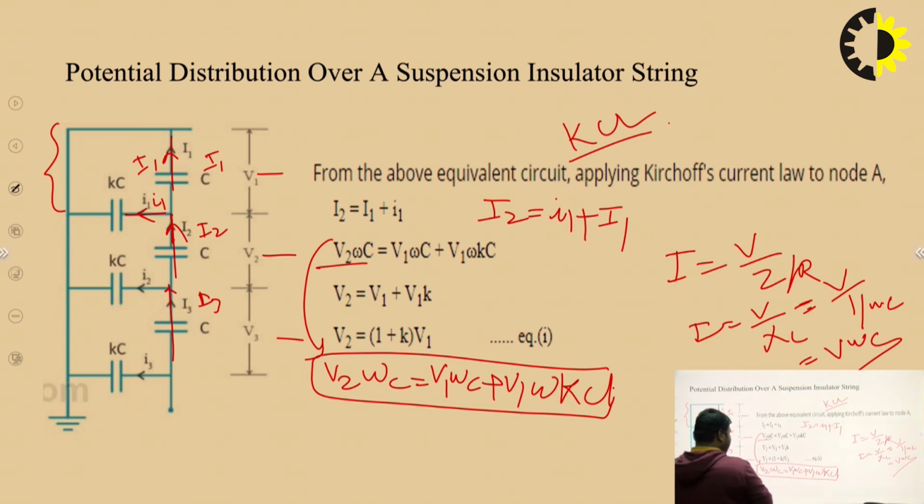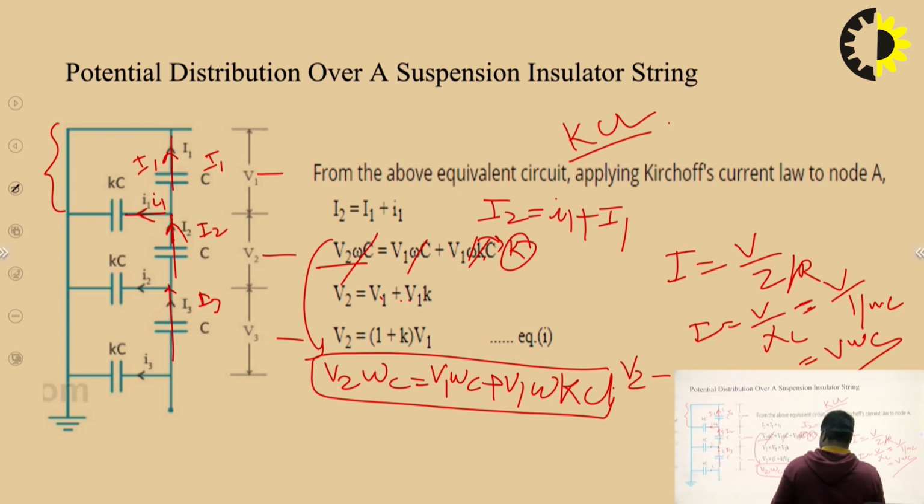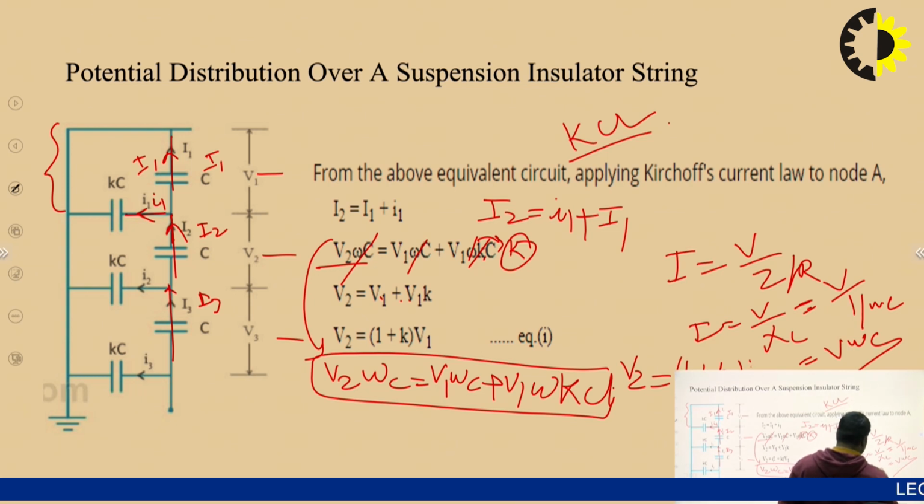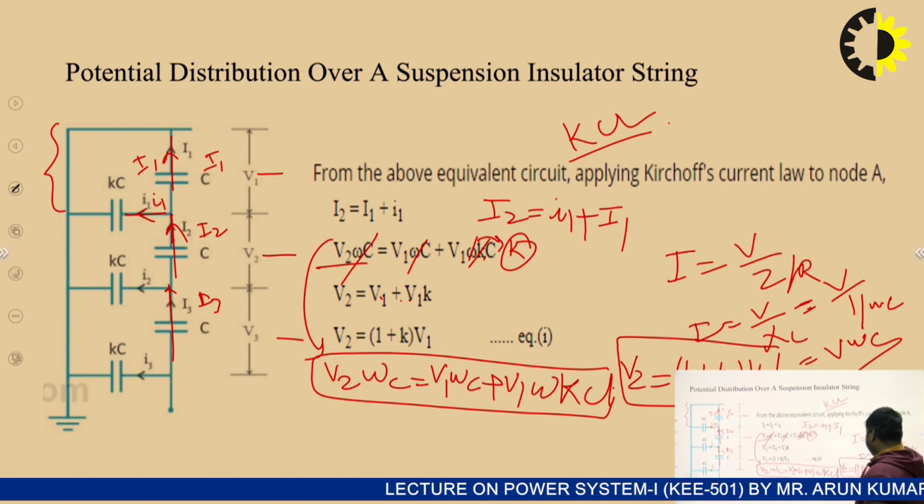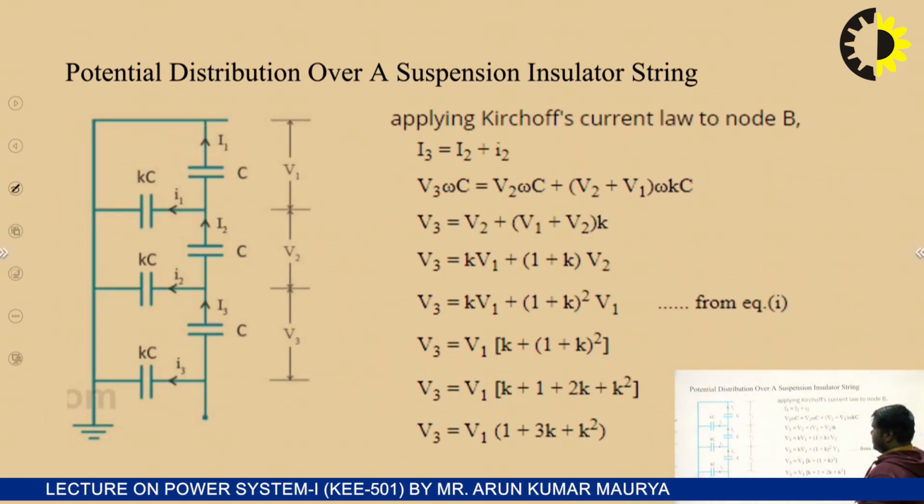Just like that, V2 equals V1 plus V1 K, because omega C cancels out. So only K will appear. So V2 equals 1 plus K of V1. So the voltage across the second branch, V2, equals V1 of 1 plus K.